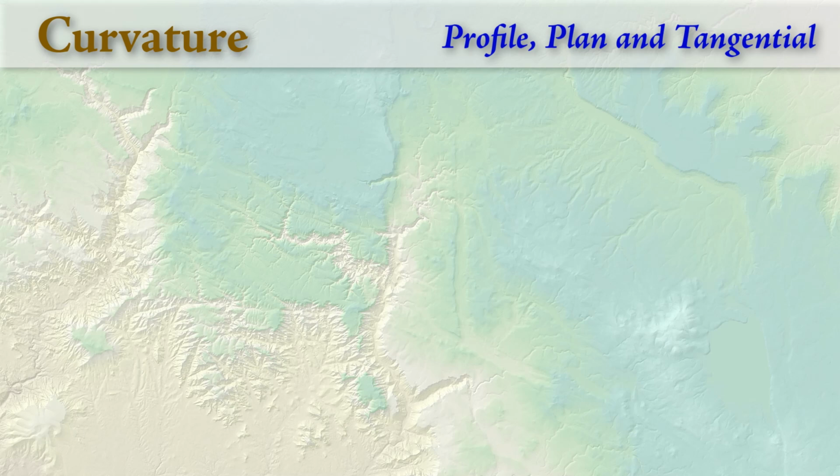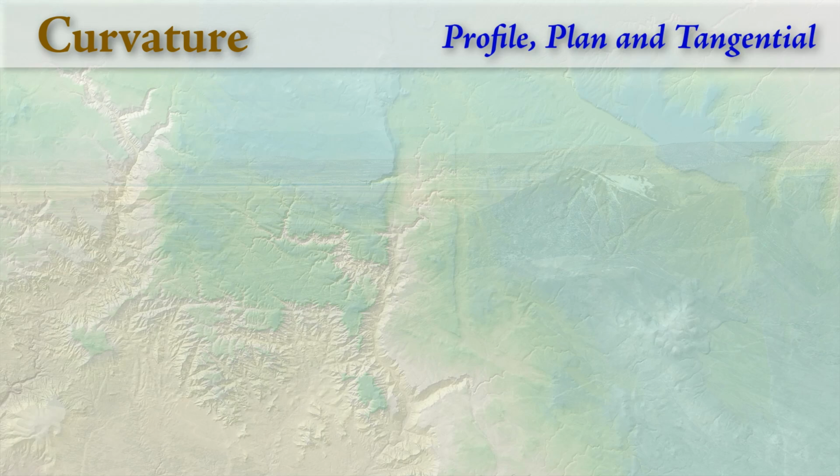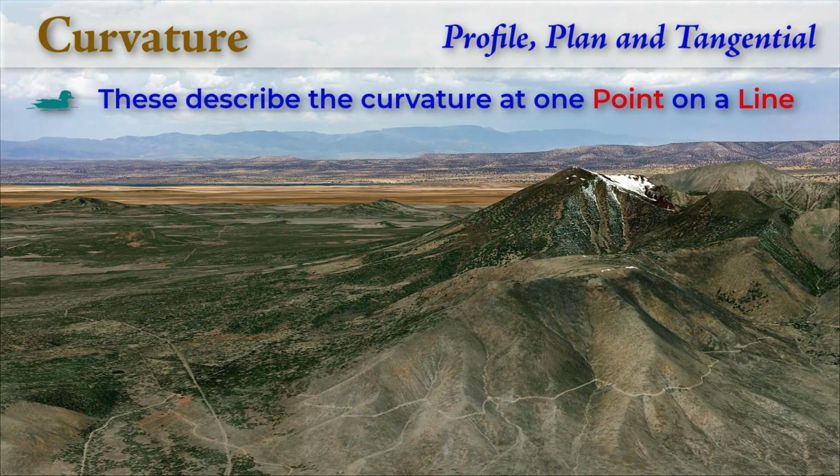These are some of the most commonly used measures of curvature in ecological applications, and they describe conditions that affect a lot of things other than flowing water. But the flowing water concept is a good way to visualize and understand what they mean. And first, let's understand what these types of curvature are really measuring. It's not the general curve of the landscape, but rather the curvature of a line crossing the landscape surface.